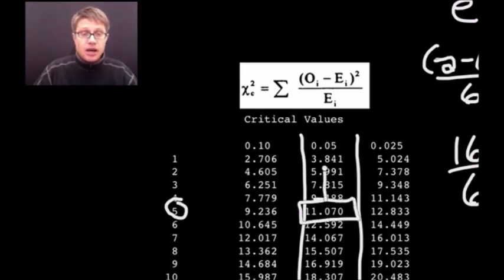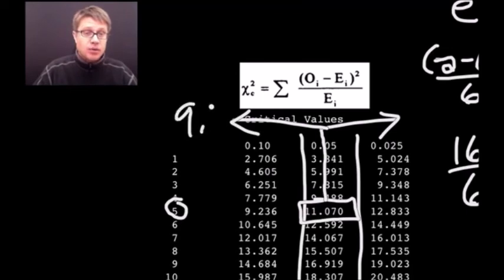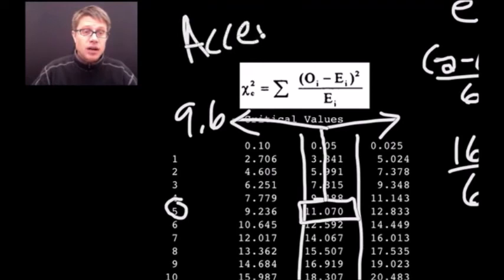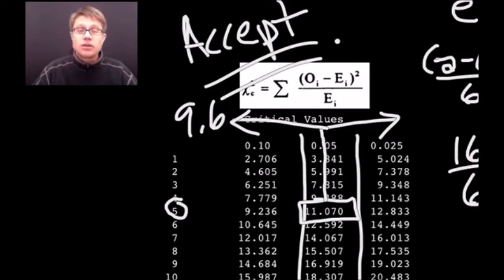And so if we look at that, did our value go higher than that? No, it's only 9.6. It's lower than that. So in this case, even though we have all of those 6s, we still need to accept our null hypothesis that there is no statistical significance, or difference, between what we observed and what we expected.